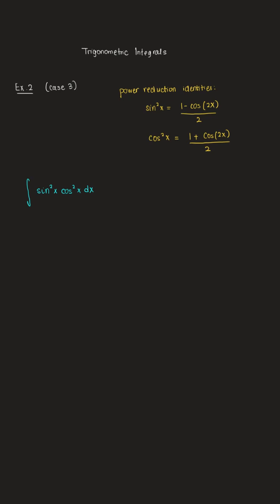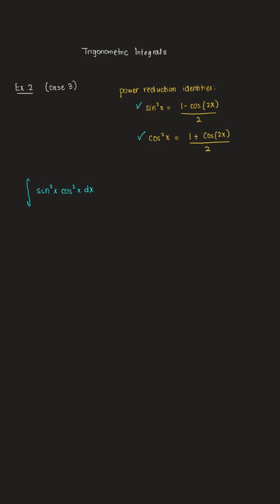Okay, in this video we're going to do a second example of case 3 of trigonometric integrals where we have powers of sine and cosine. And just to recall from the previous video, we're going to be using the power reduction identities, which I have written here in yellow. And so we're going to start with the example, the integral of sine squared x times cosine squared x dx. And well, I'm gonna use both identities.